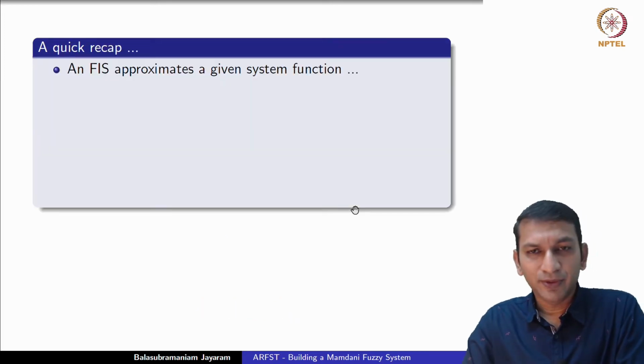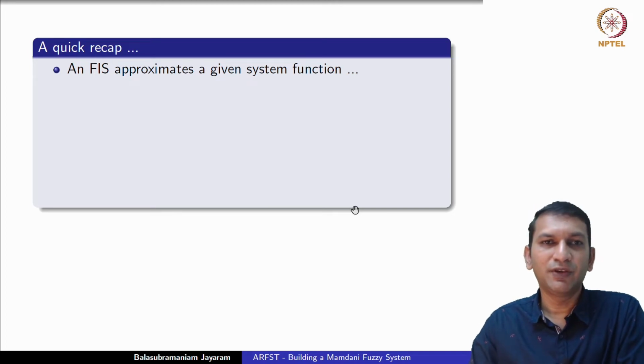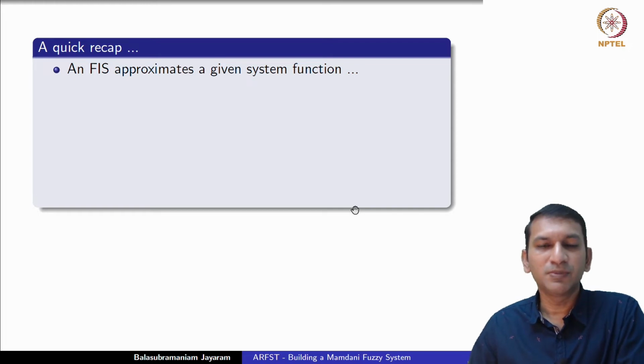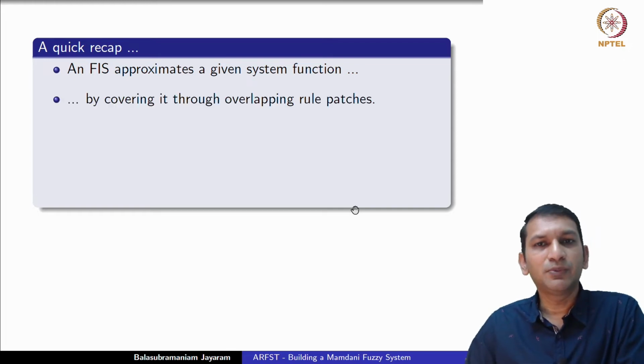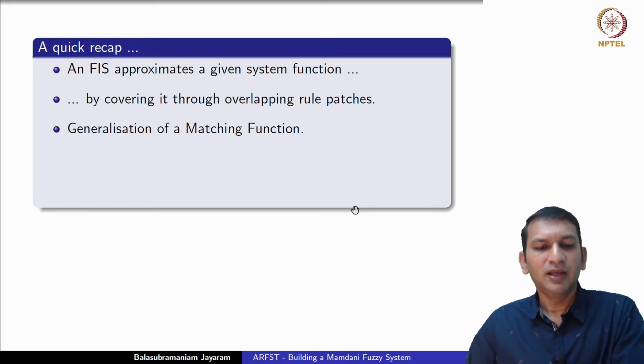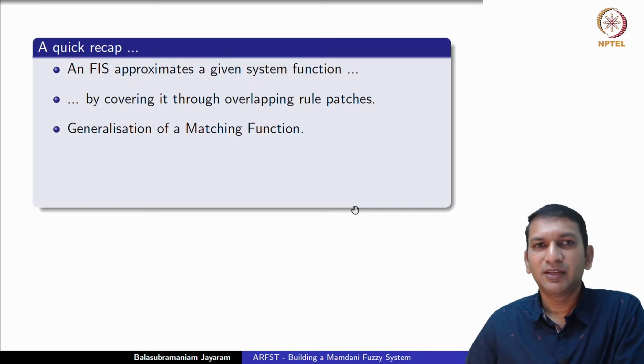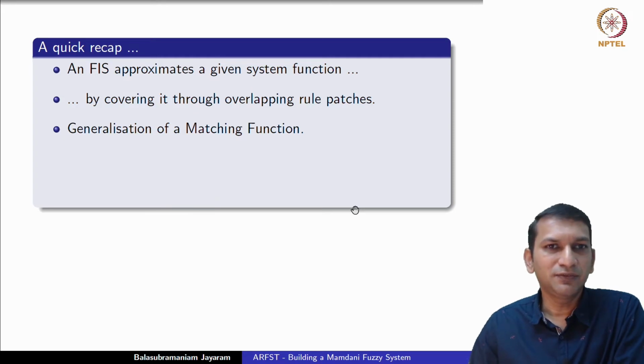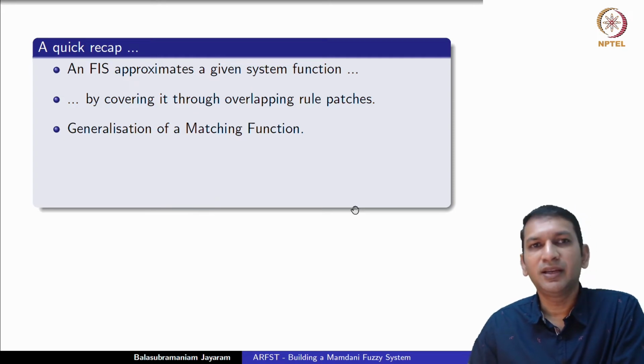A quick recap of the salient points that we should remember when we want to build a fuzzy inference system. We know that a fuzzy inference system approximates a given system function by covering it with overlapping rule patches. We have also seen that from the given matching functions like Zadeh's and that of Smith-Magri, we came up with a generalization of a matching function, and it is this matching function that is implemented in the Fuzzy Logic Toolbox that is available with Matlab. So we will look at using this for the current lecture.